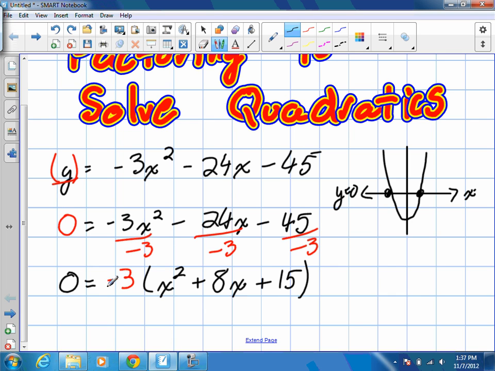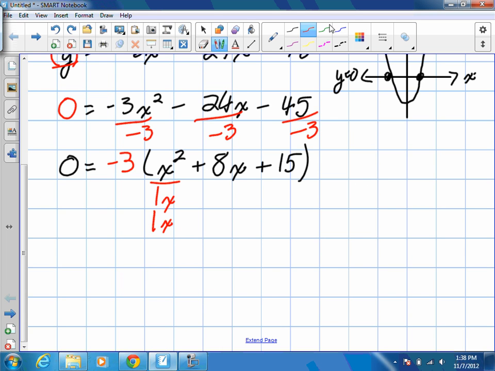The next step is we want to actually factor our bracket. When we're factoring our brackets, we look for the factors of the first term. And what would the factors of x squared be? Yeah, so 1x and 1x. And we look for factors of what else? The 15, in other words, the last term, or c if it's in standard form, right? What are factors of 15? Yeah, any others? Good. Okay.